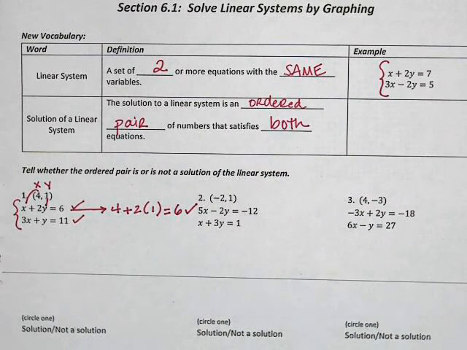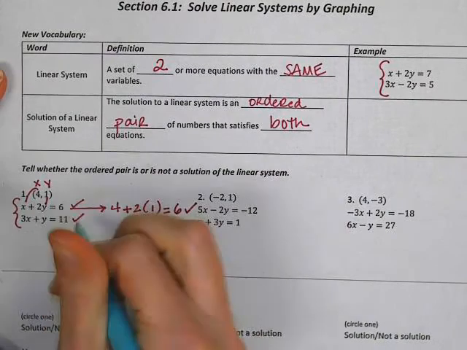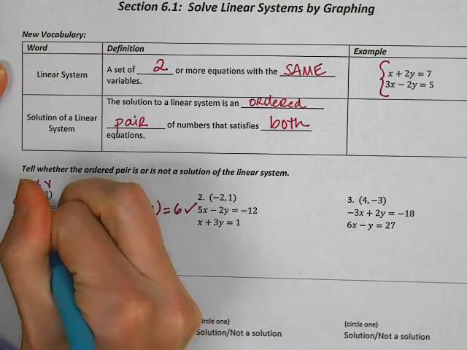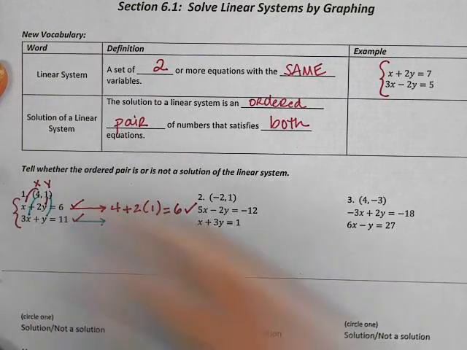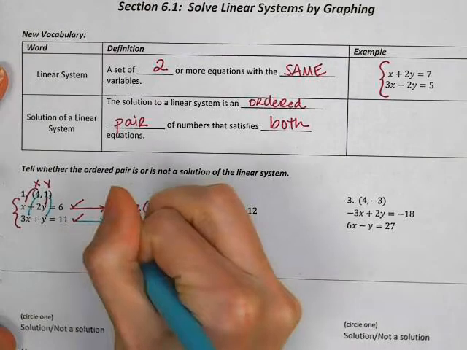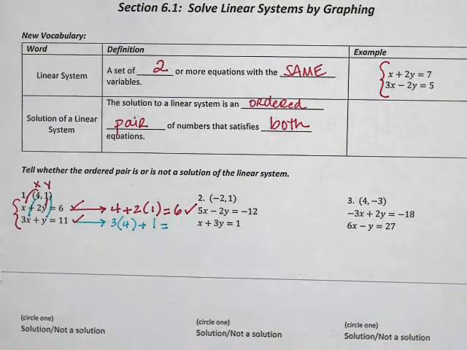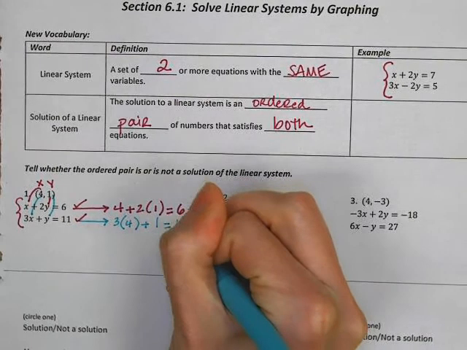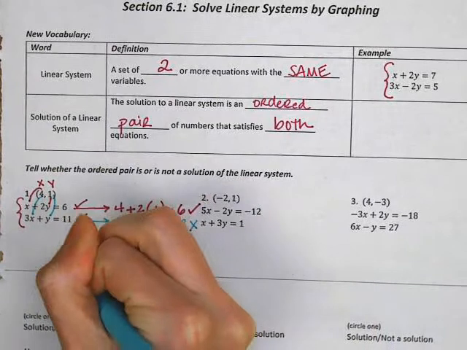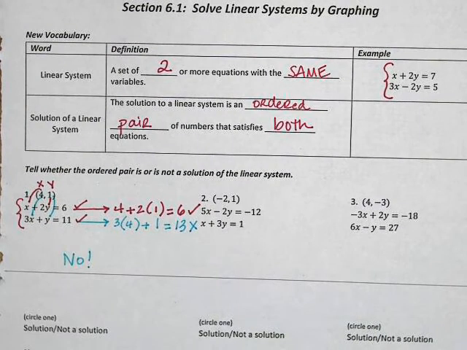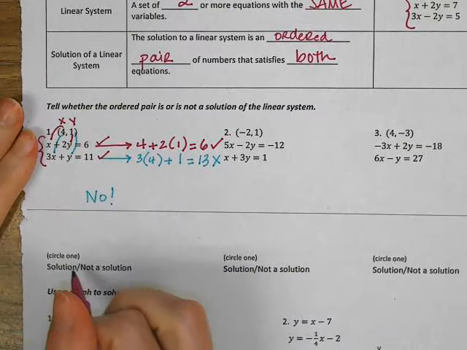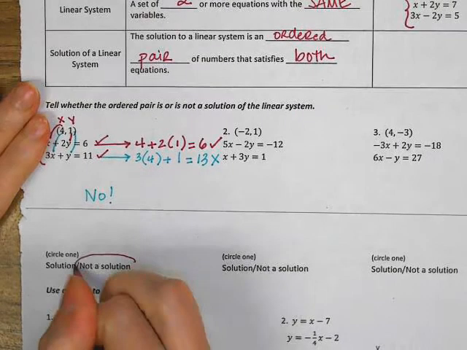Now let's try the second one. Into the second one, we're going to plug in 4 for x and 1 for y, and see if we get 11. So 3 times 4 plus 1. Well, 3 times 4 is 12, and 12 plus 1 is 13. Uh-oh, that's not 11. So we would say no, that is not a solution. It has to work for both. Down here, we would circle not a solution.